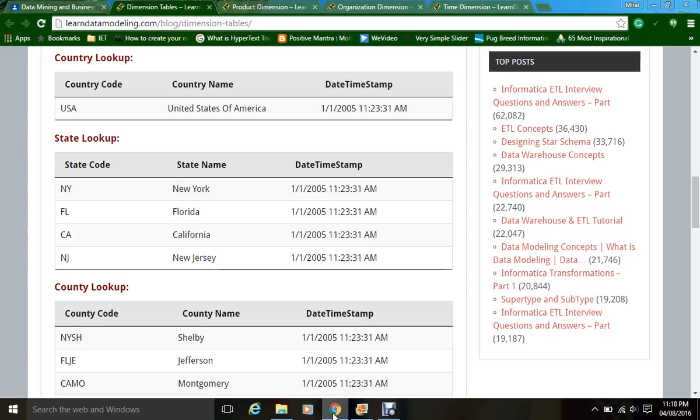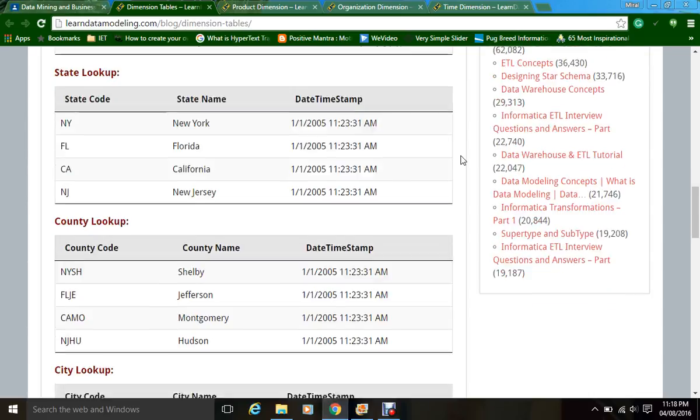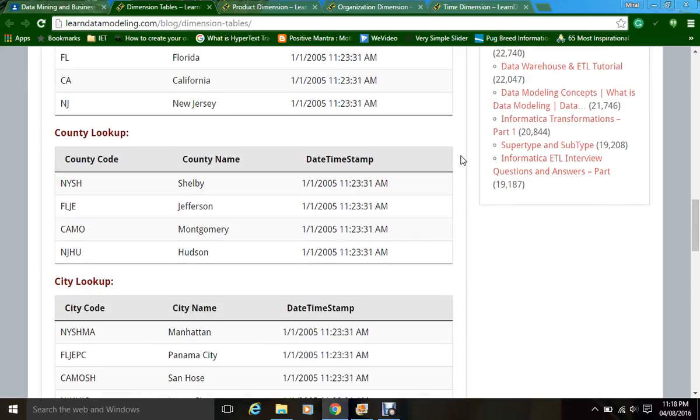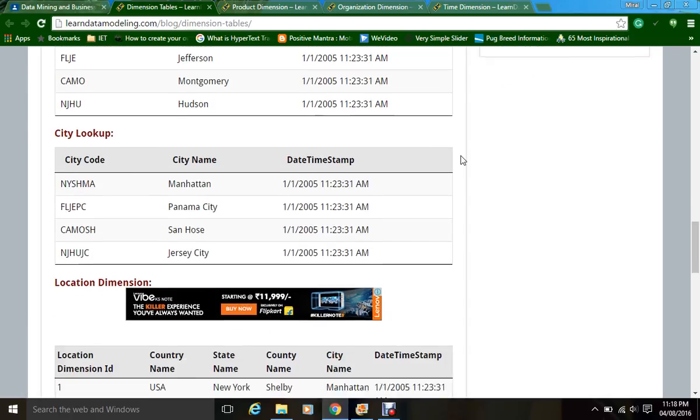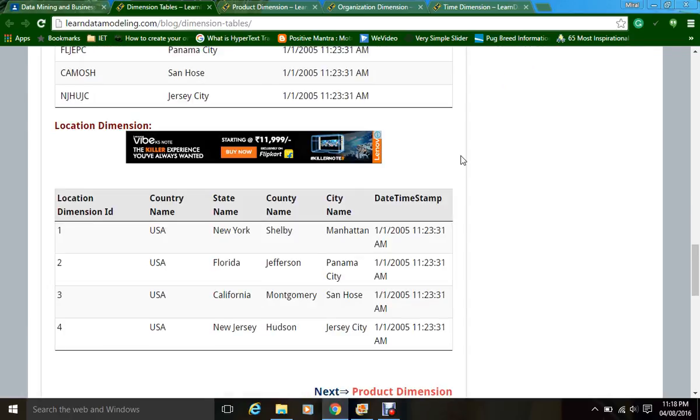So here we can see that the country lookup, state lookup, county lookup, and city lookup are all in different tables. But in the location dimension, we have everything merged into one table, so we can easily make a decision or draw a pattern about which kind of products are selling more in what location.